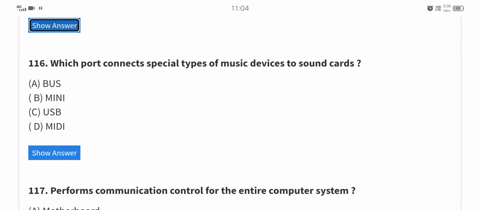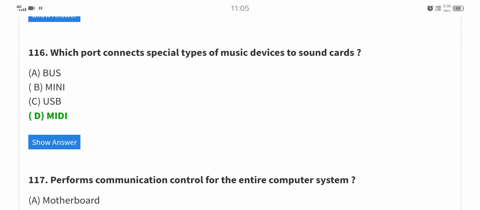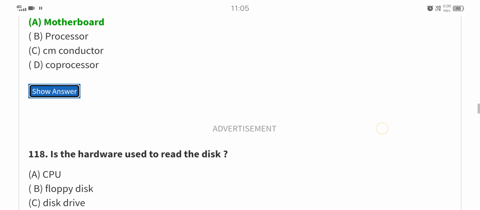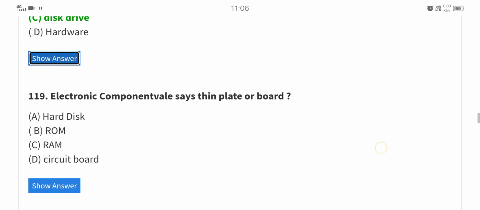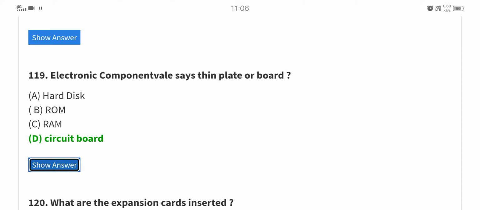Which port connects a special type of music device to sound cards? MIDI. The full form of MIDI is Musical Instrument Digital Interface. What performs communication control for the entire computer system? Motherboard. Motherboard is the hardware used to read the disk drive. An electronic component, a thin plate or board: circuit board.